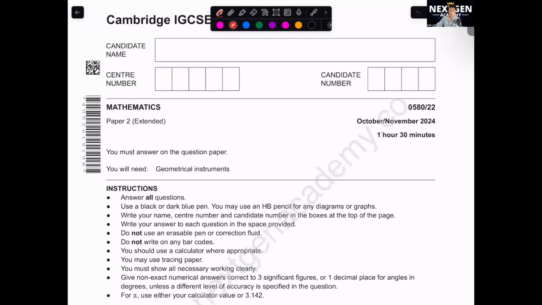All right. Okay, welcome back, my NextGen family. Today we are going to go through this paper, October/November 2024, paper 2-2. Try to practice it without a calculator as you all prepare for your paper 2. Please ask all your questions. As I write down, I'll try to go as fast as I can so that we can cover as much as we can today as well.